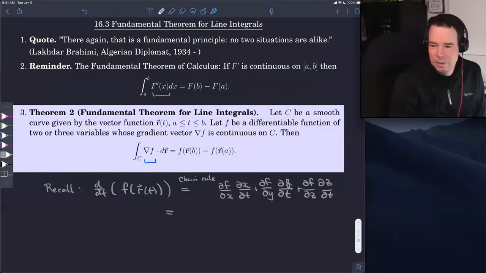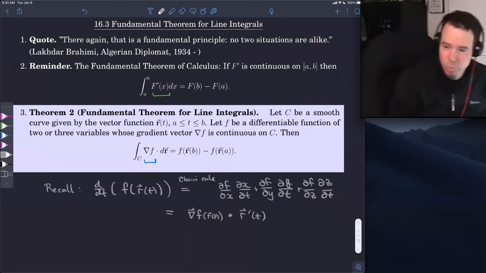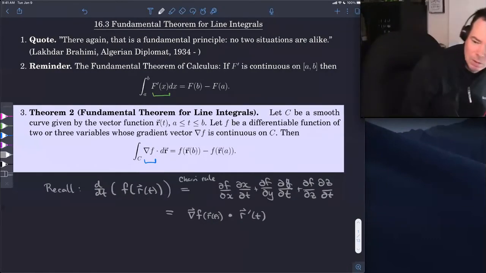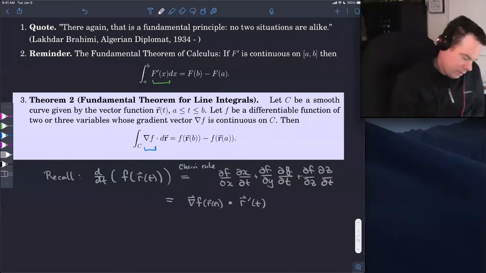And if we look closely, we see, oh, that's just a dot product. That's the dot product of the gradient of f, maybe I should say, evaluated at r of t, just so we know what it's being evaluated at. It's the dot product of that with r prime of t, because r prime of t is just made up of the dx dt, dy dt, dz dt.